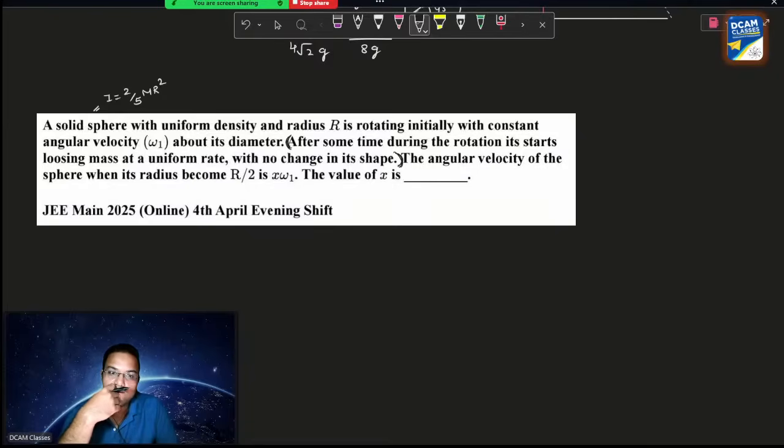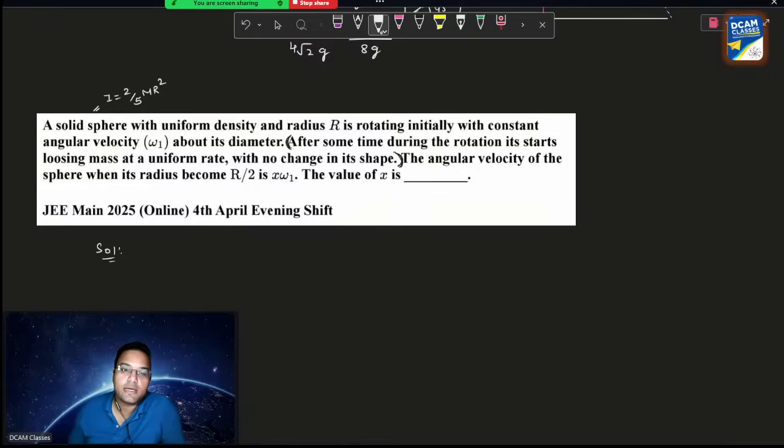But I'm not getting the idea. Not getting it. So let's wait for others. See how it will be solved now. A solid sphere with uniform density and radius r is rotating initially with constant angular velocity omega. It's rotating with some angular momentum. After some time, it starts losing mass, meaning we are only concerned that it has lost mass. The angular velocity of the sphere, they are also asking, when its radius becomes r by 2, value of x.